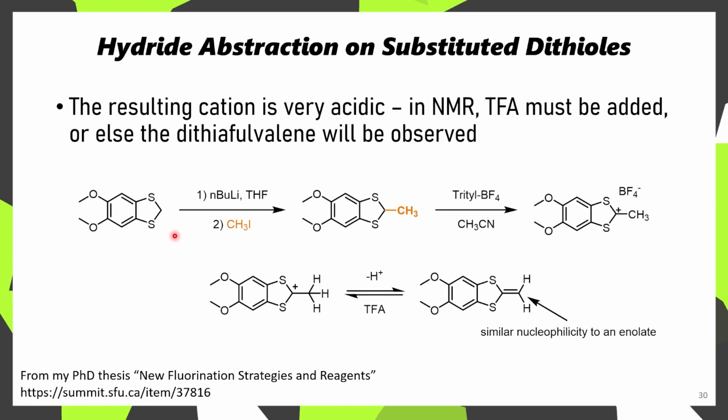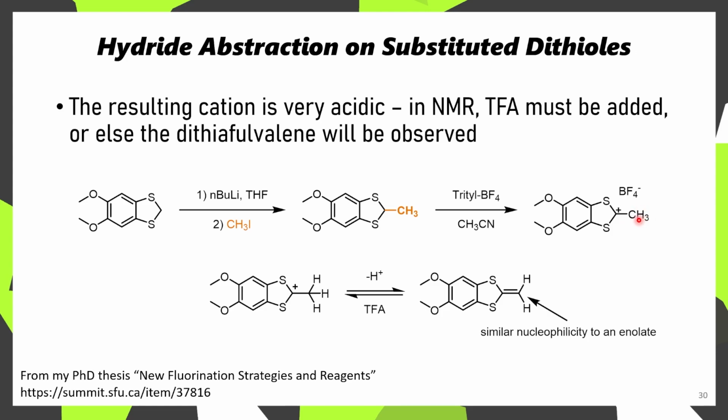So if you're going to make substituted derivatives of dithiols, you can lithiate that position and then alkylate. So for instance, iodomethane. Once we have this methyl dithiol, it's possible to abstract the hydride once again using trityl tetrafluoroborate, giving this cation shown here. This is a salt that can be isolated. However, it's important to know that this CH3 is highly acidic, slightly less acidic than TFA.